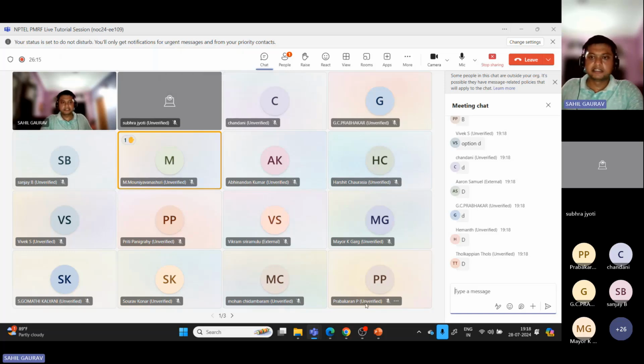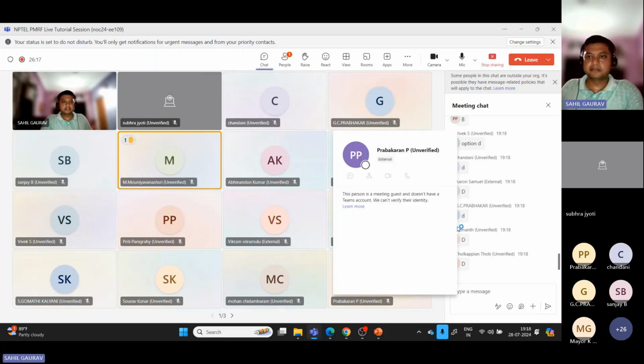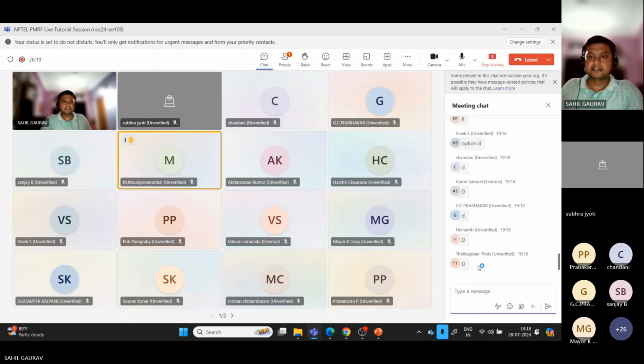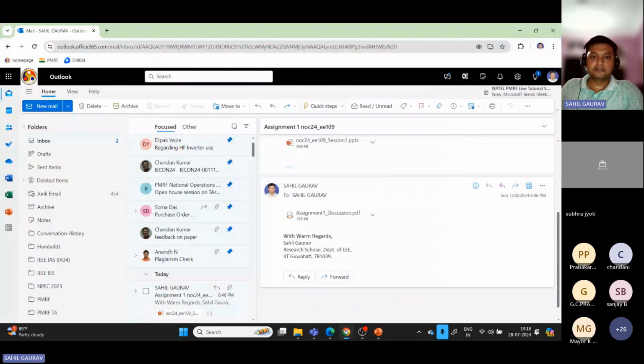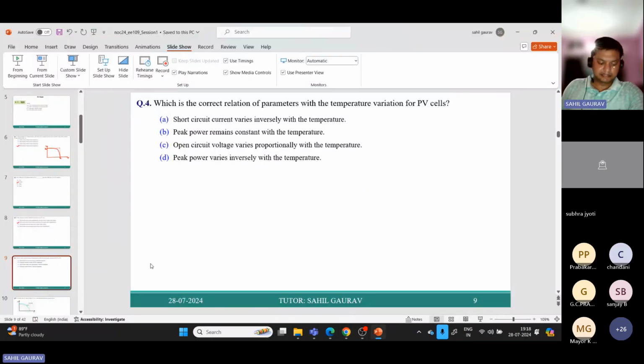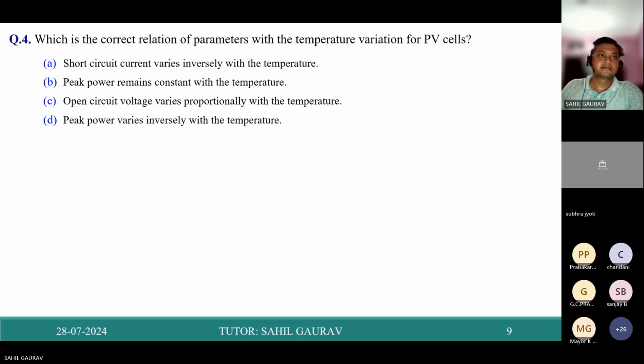Yes, correct. Hemant, Prabhakar, and also you all are correct. This D option is the correct answer. Peak power varies inversely with the temperature because it has a negative temperature coefficient.